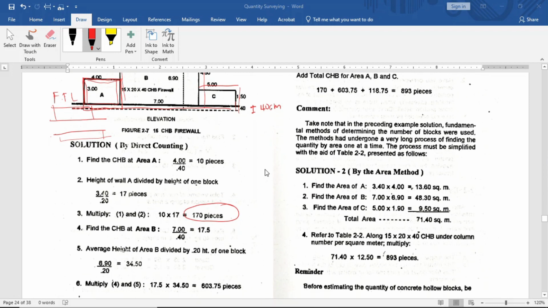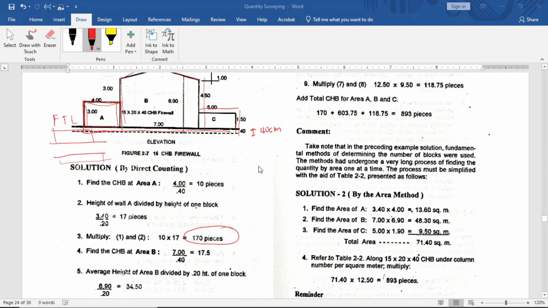So proceed na tayo. So nakuha na natin yung sa area A. Ito yan, 4 meters by 3.4 meters. So proceed tayo sa area B. So length divided by length ulit, 7 meters. Ito yung 7 meters. Ito yan. Divided by 0.4 is equal to 17.5 pieces. So meron tayong 17.5 pieces para sa area B.